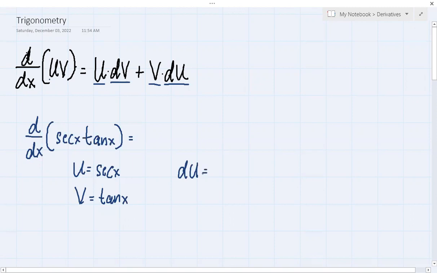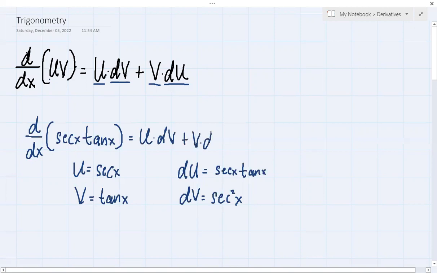So let's start first with your u. Anong derivative ng u or derivative ng secant x? So ang derivative ng secant x ay secant x times tangent x. Ngayon, kunin natin yung derivative ng v. Okay? Or derivative ng tangent x. Ang derivative ng tangent x ay secant squared x. Now, let's substitute the formula. u times dv plus v times du.